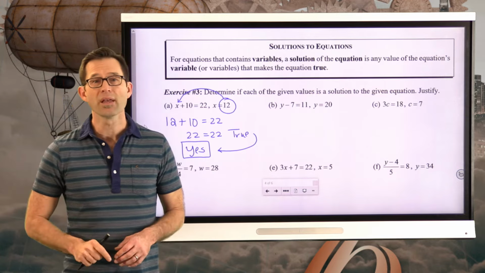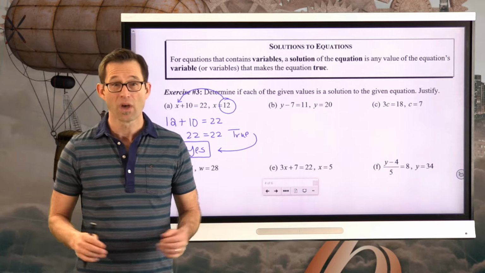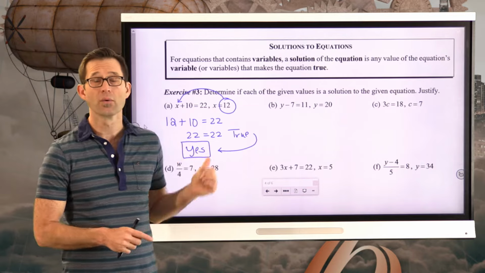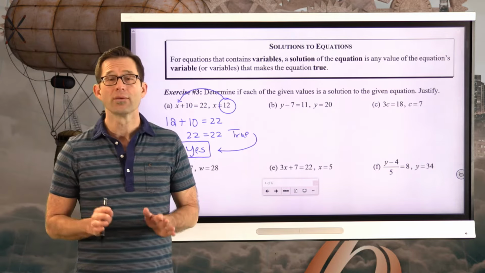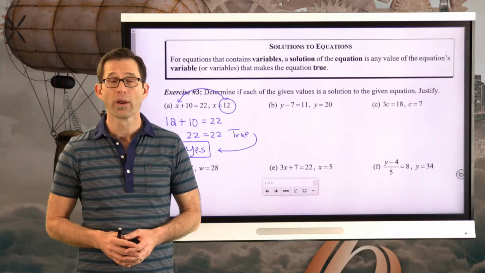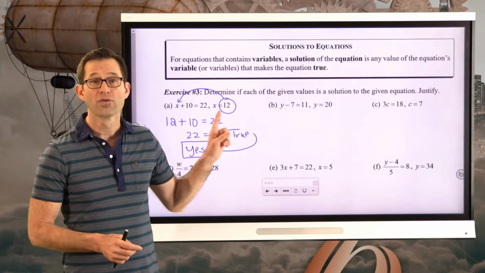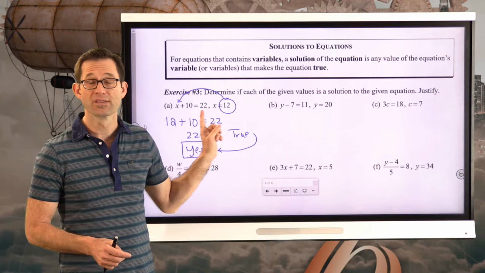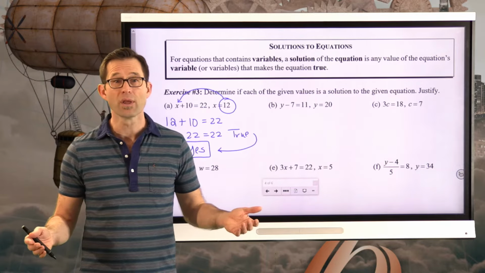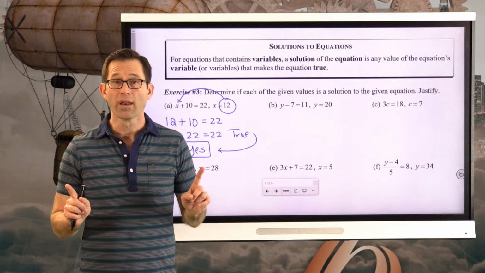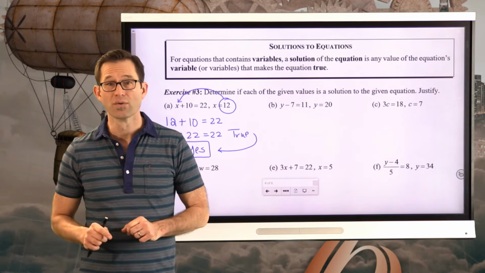Some teachers will say it makes the equation check. In other words, 22 equals 22, check. But I really want to boil it down to true and false. Is 22 equal to 22? Yes, and therefore 12, which made this thing true, is a solution. Could there be other solutions? Possibly. But all we know for certain right now is that 12 is one of those solutions.